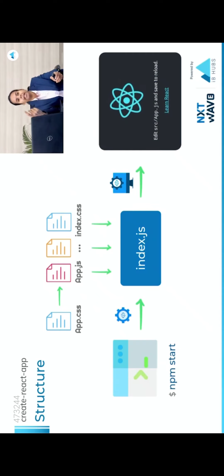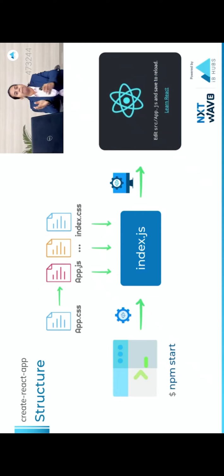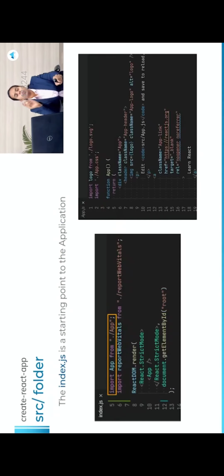But the major application part of code we'll be writing in the app.js file. The application logic, we write it in app.js. So index.js is the starting point, but all the application-related code we'll be writing in app.js, and app.js will be imported into index.js. If you open index.js, on the top you'll see the line import App from ./App. So we are importing app.js into index.js, and that's the reason we are able to see the output. Okay, clear?